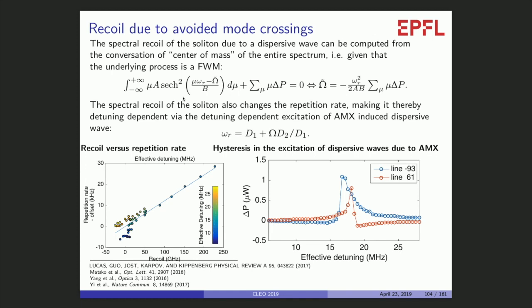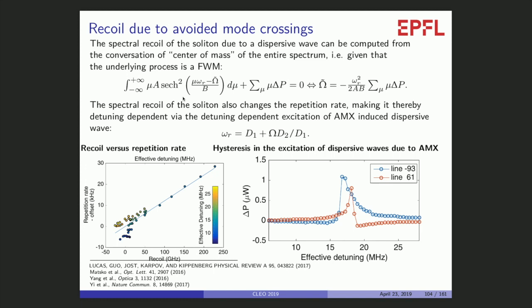These recoils also lead to quite an intricate interplay of the soliton's repetition rate with laser detuning, and this is shown here. Whenever you excite a dispersive wave, you cause a recoil. If you have a recoil of the spectrum, that means your soliton is not centered at the original grid, but slightly off that grid. That renormalizes the rep rate by the D2 coefficient. That's simply because when you translate the soliton center frequency, you also pick up dispersion and you change the round-trip rate. As you change the detuning, you change the power in the dispersive wave, and that changes the repetition rate in this characteristic Fano-shaped line.